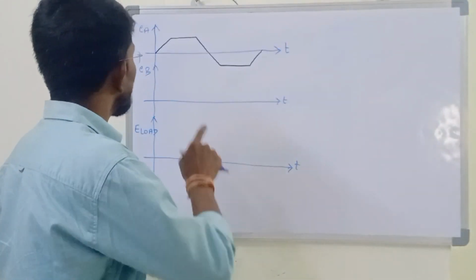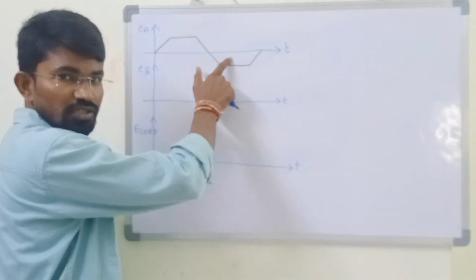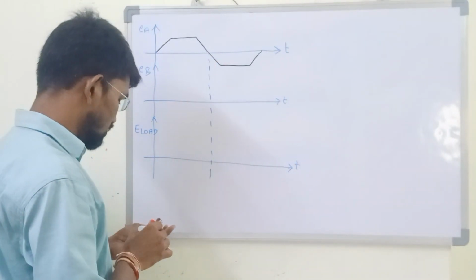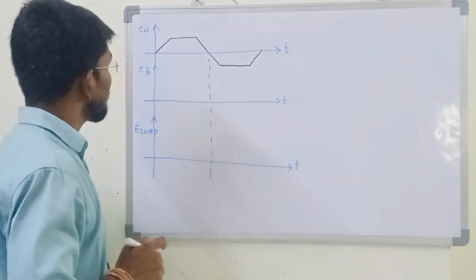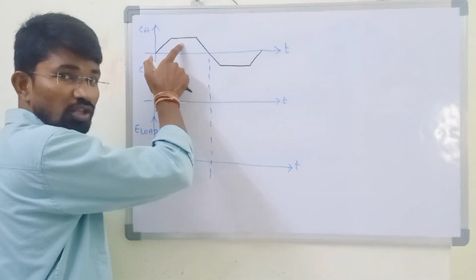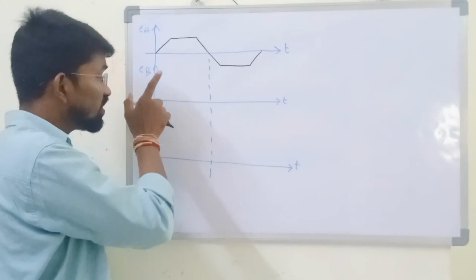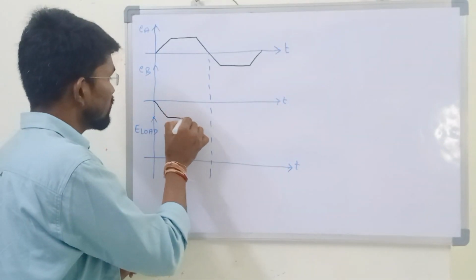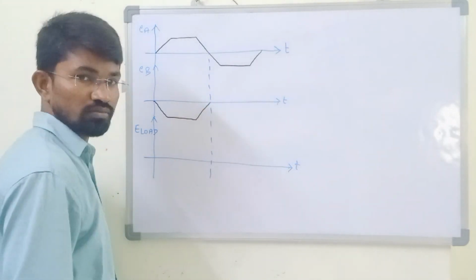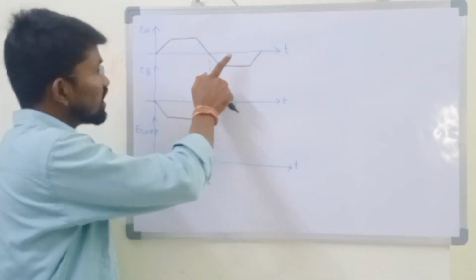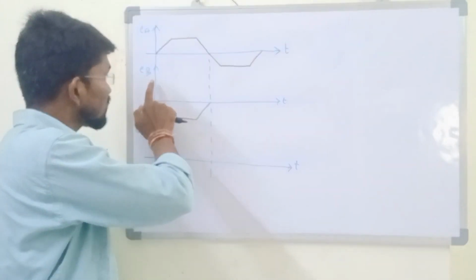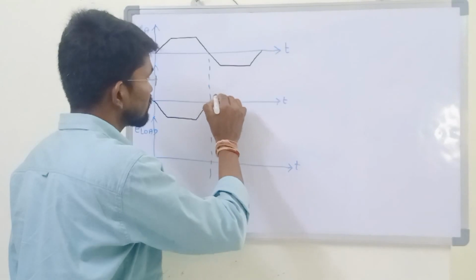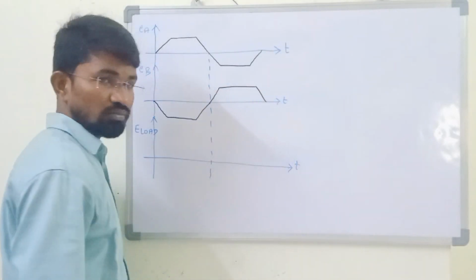Therefore, the voltage across conductor A is alternating in nature. Yes or no? Now in the same manner I am taking the voltage across conductor B. When conductor A is under the influence of the north pole, at the same instant conductor B will be under the influence of the south pole. Then conductor B will be having a negative voltage. When conductor A is under the influence of the south pole, conductor B will be under the influence of the north pole. That means this is a positive voltage. Yes or no?